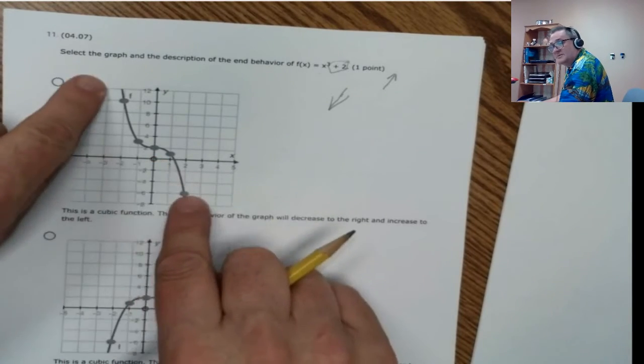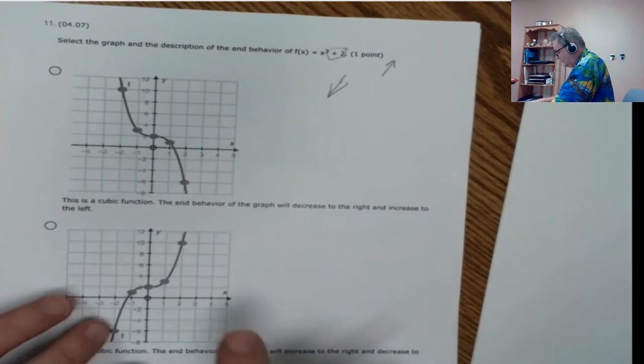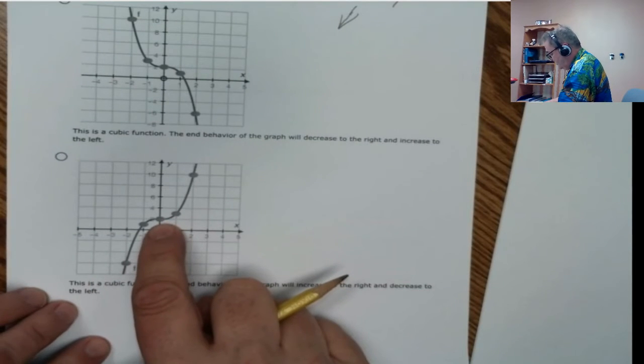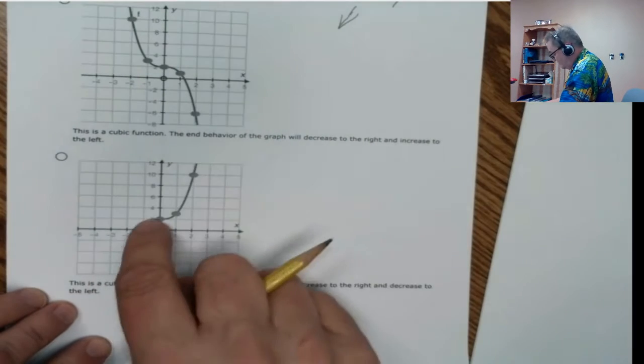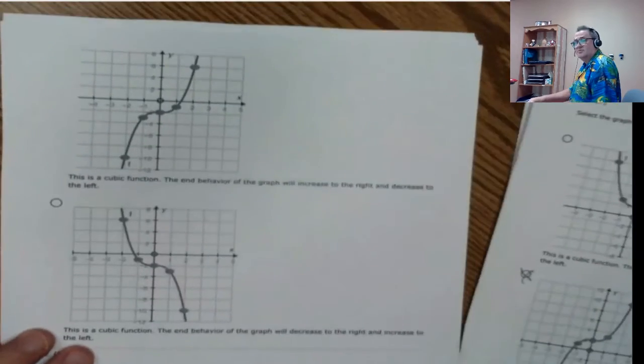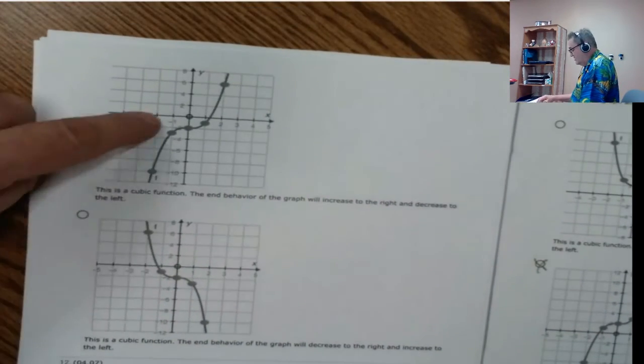So let's see. This has a y-intercept of 2, but it's going the wrong direction. It says the cubic decreases on the right, increases on the left. No. Okay, this has a y-intercept of 2, and it goes up to the right and down on the left. So it should be this one. I think there's 2 more choices. Let's make sure none of those work.